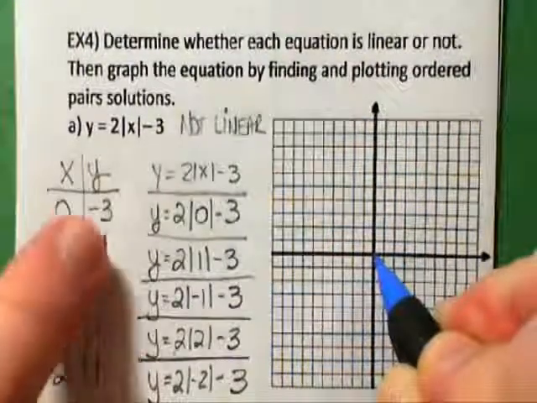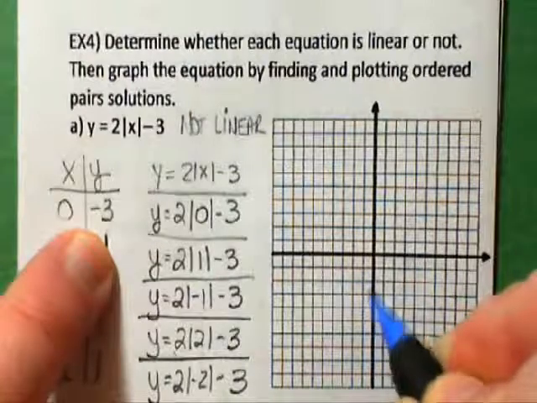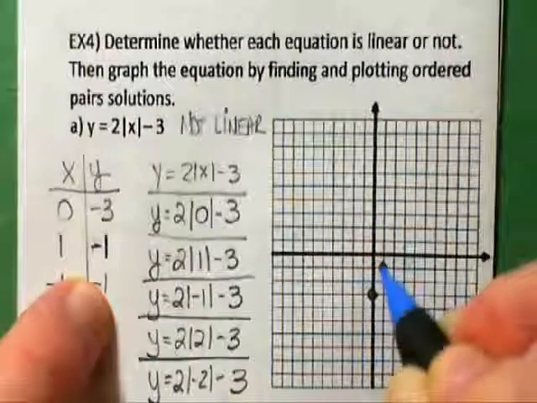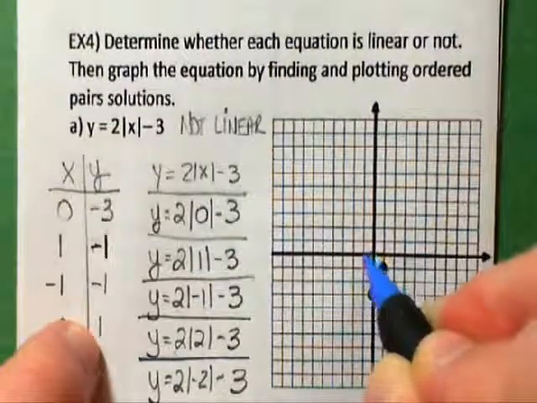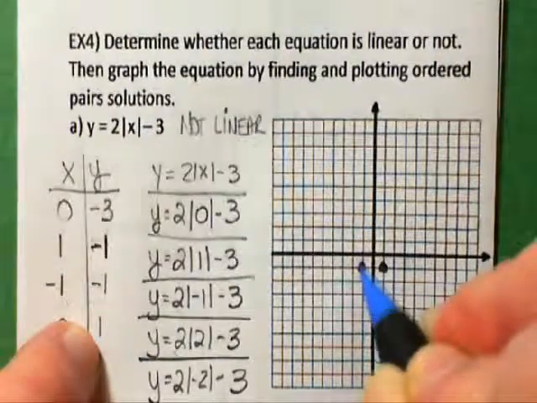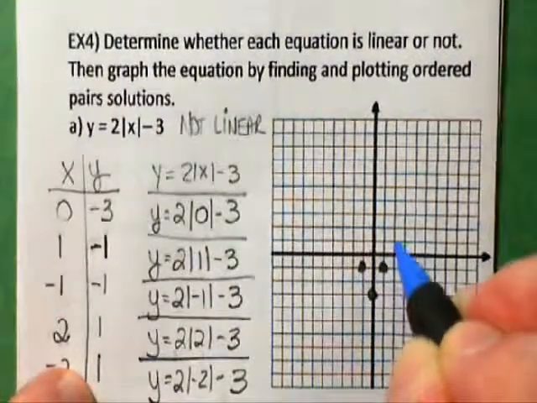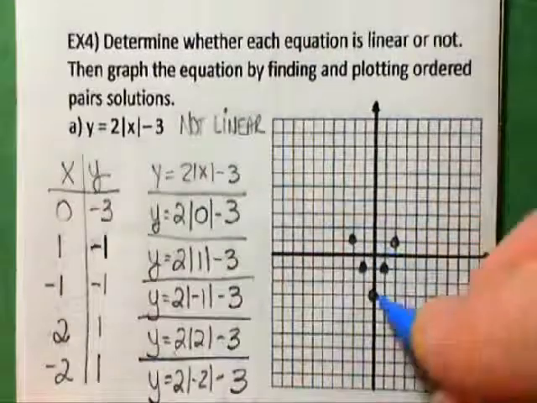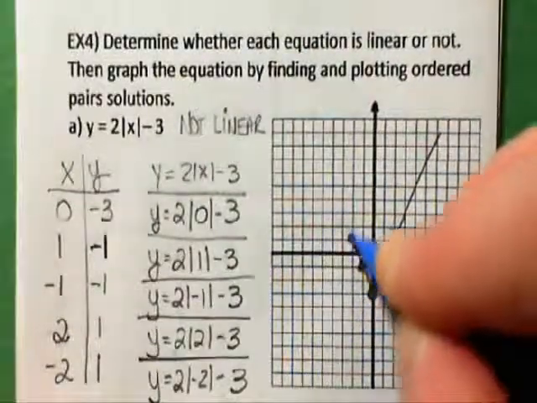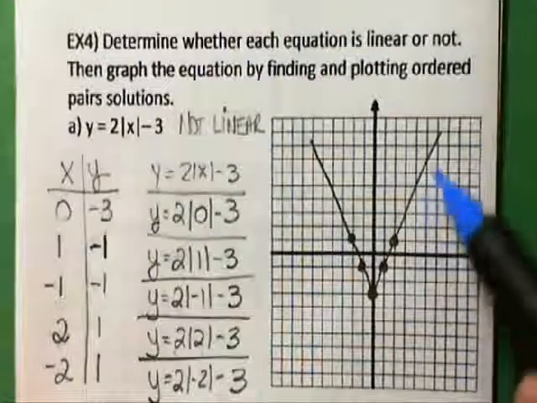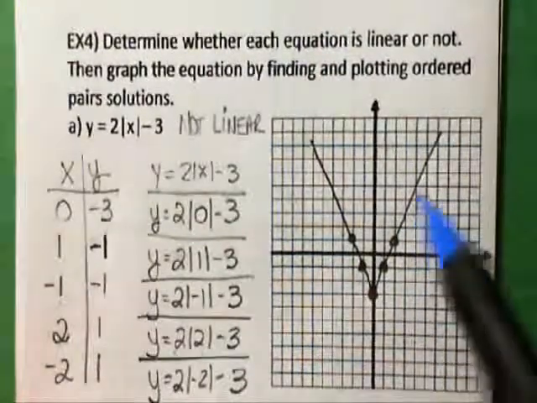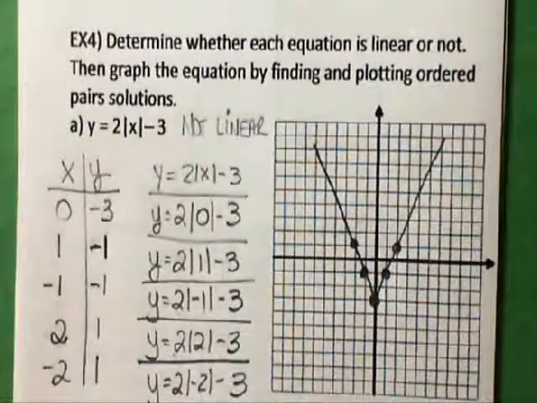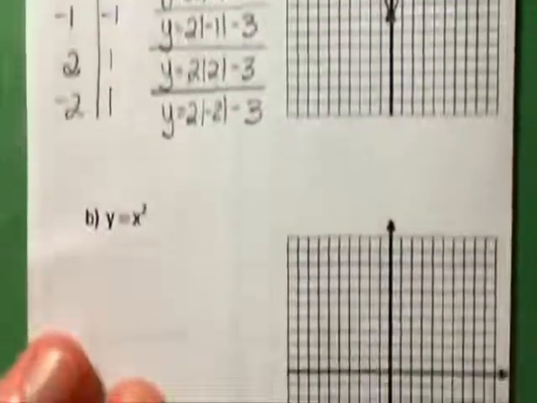So 0, negative 3. And then 1, negative 1. Then negative 1, negative 1. Then 2, 1. And then negative 2, 1. So as you can see, you have something that looks like a V-shaped graph. And this is not linear because you don't have one and only one line. You have two lines that are straight. So we call it not linear. Alright, very well. Now we're ready to go on to problem letter B.